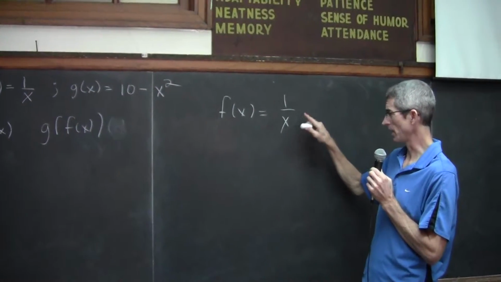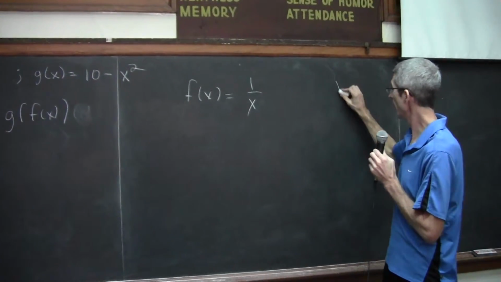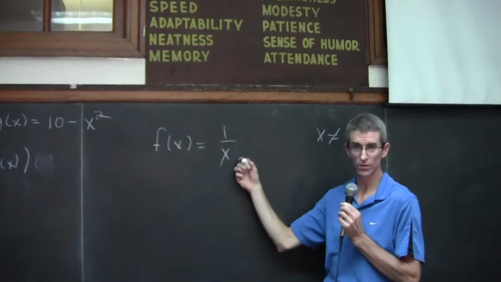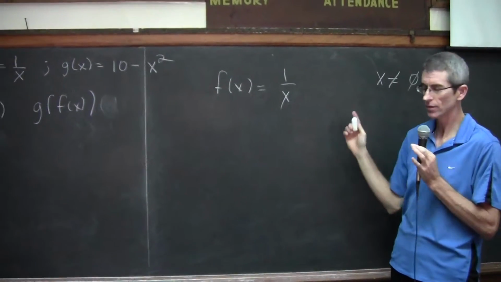Since this is just x all by itself, I have a restriction right away. x cannot be 0, right? x cannot equal 0. Because if x is 0, I have 1 divided by 0. We can't do that. Done.